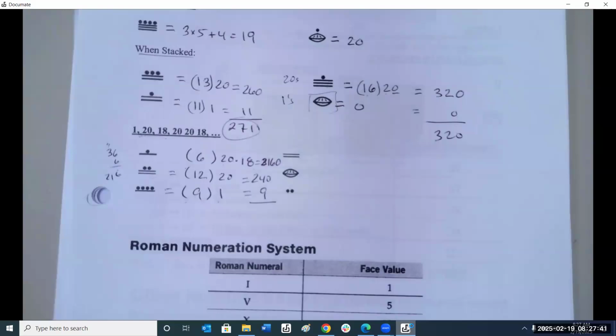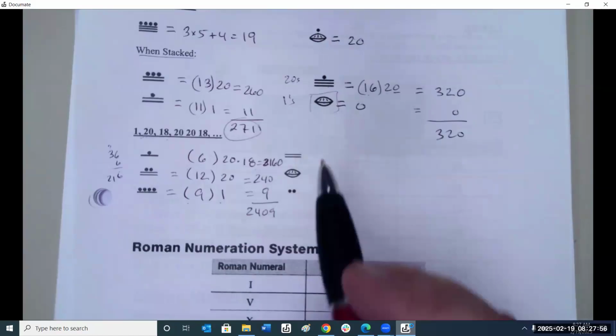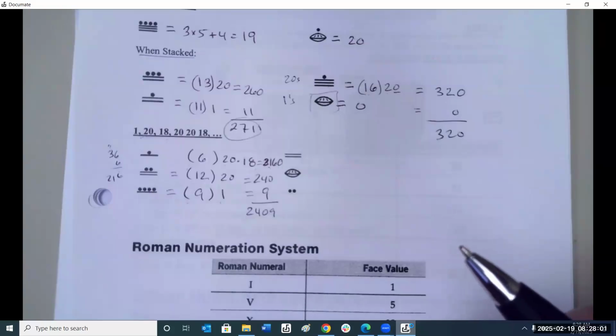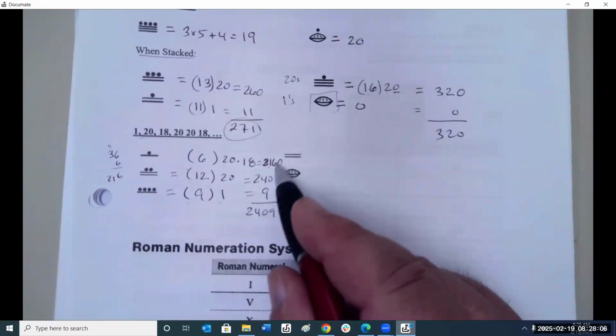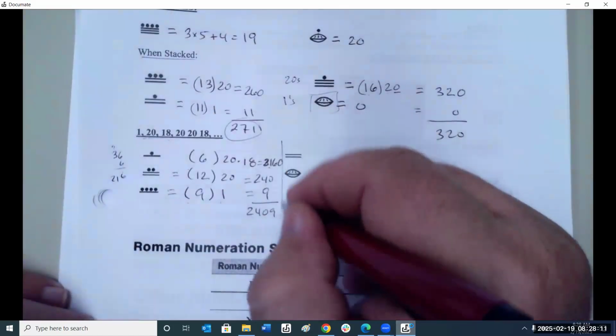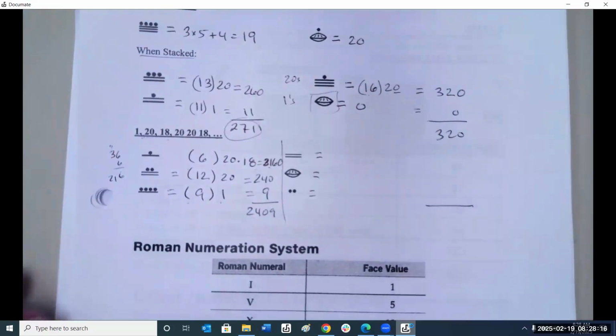And then you add them all up. And what do you get? 2409, because it's 2160 plus 240, that is 2400. These two are 2400 plus 9. All right, so do this next one. Tell me the final number.